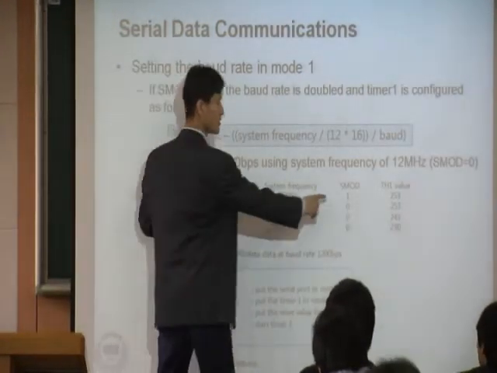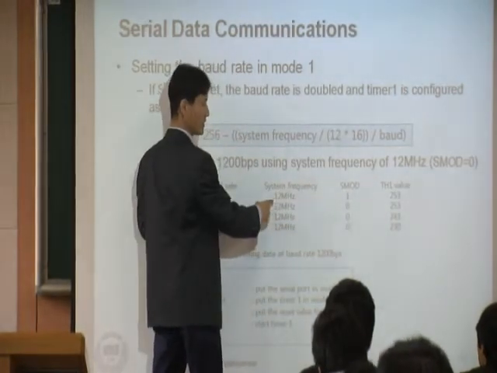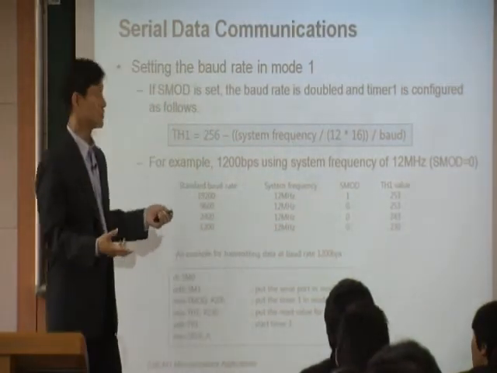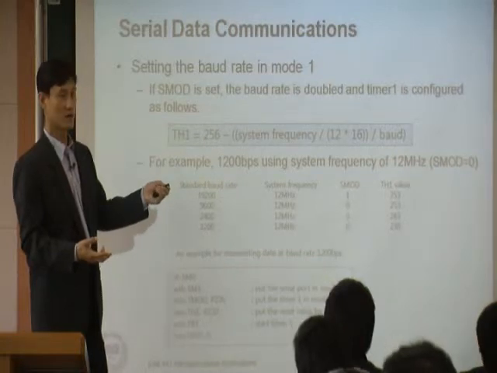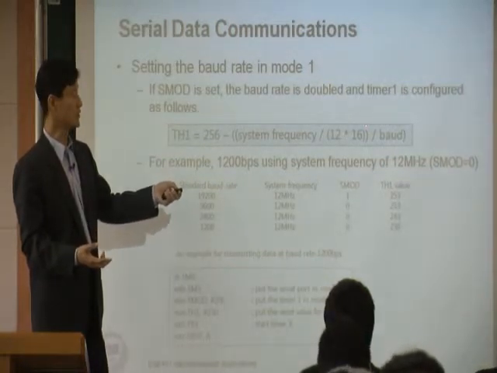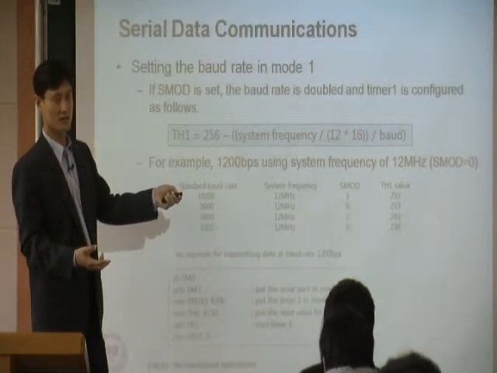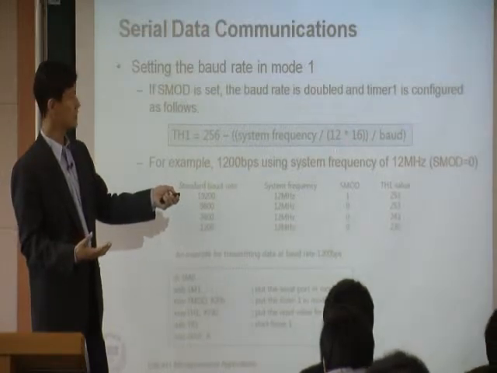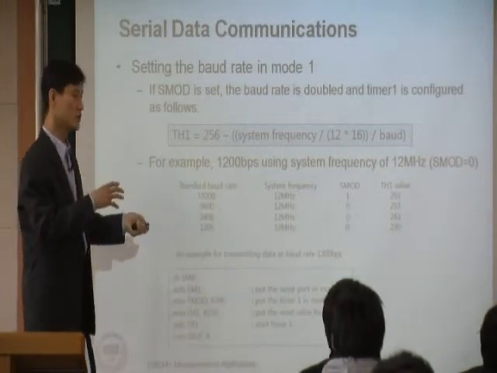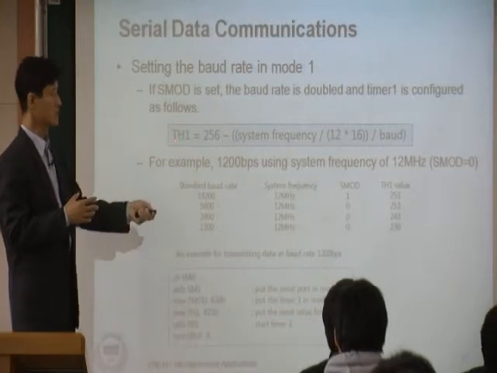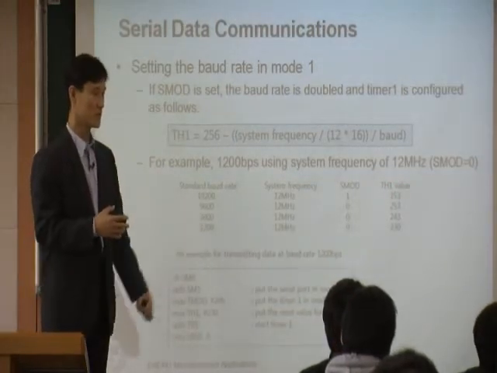Once you use this one, then what equation do you need? You need this equation, right? Because instead of 32, you need to use a 16. So this is the equation you are going to use in order to calculate the initial value. So this is going to be the initial value for you.